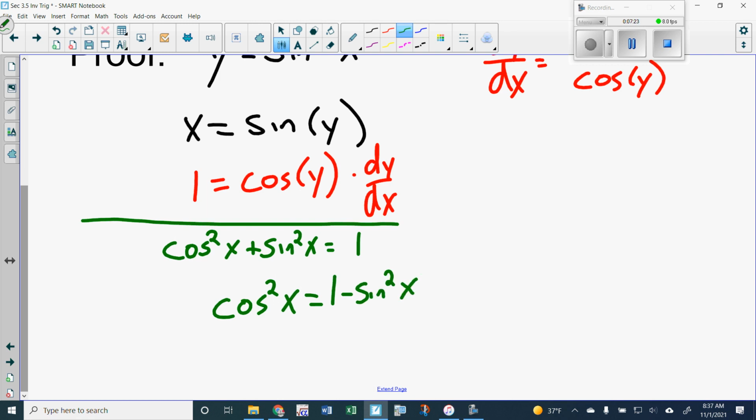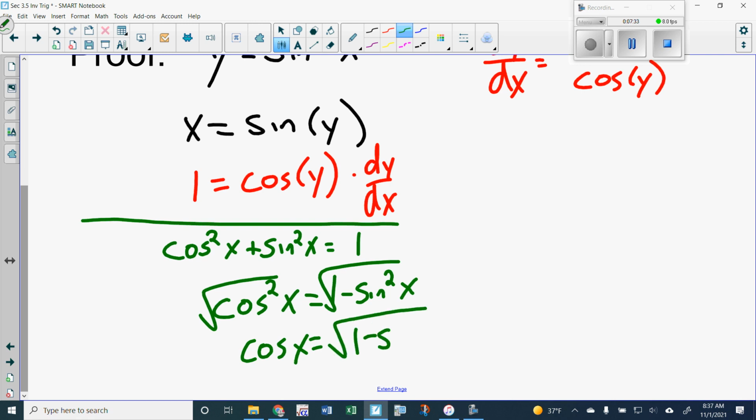So far, so good? Am I able to take the square root of both sides and say cosine of x is the square root of 1 minus sine squared? Yes. Am I able to do that? Yes, you are. Are we sure? I think so, as long as you leave it like that.